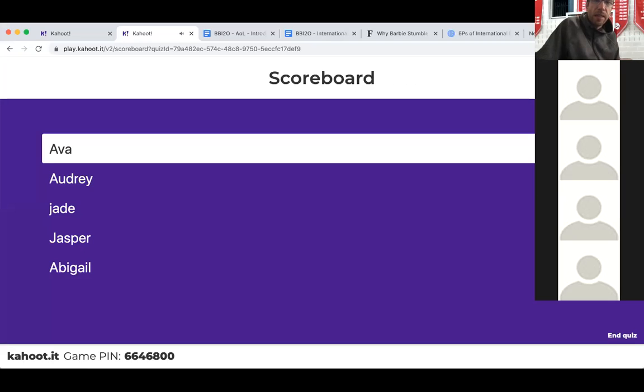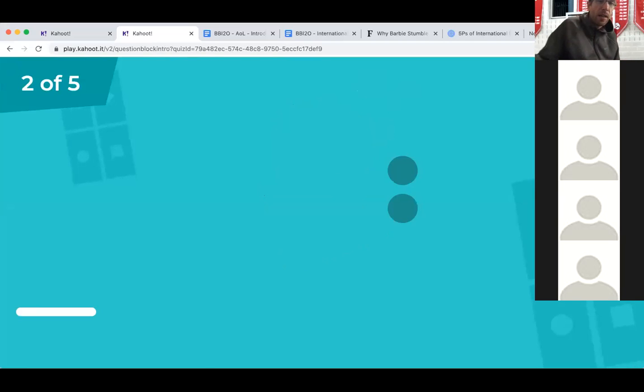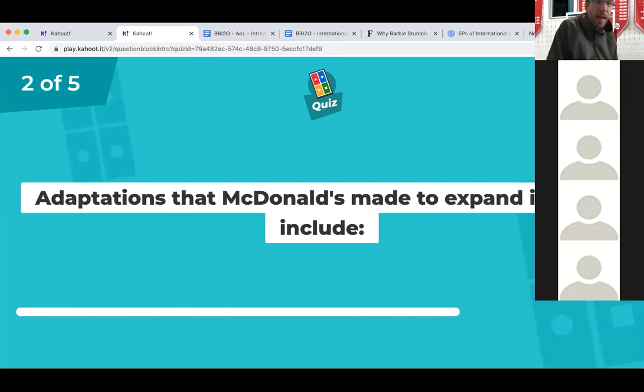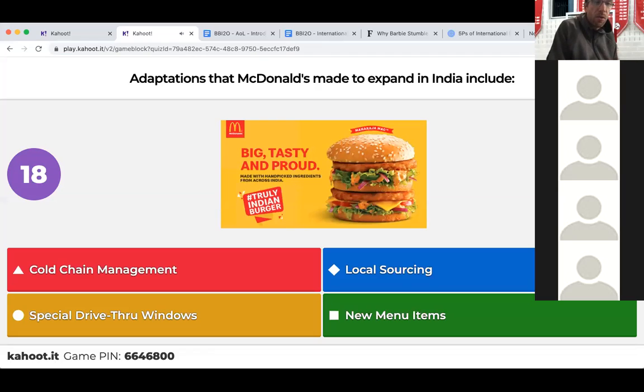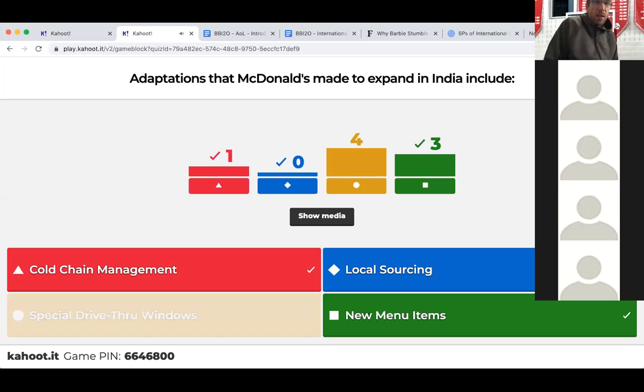So if you remember the McDonald's case study, what was one of the things that McDonald's didn't do when they expanded to India? They made 3 adaptations, but one of these was not done. Was it cold chain management, local sourcing, new menu items, or special drive-through windows? They didn't have any drive-through windows at all because the streets didn't work out. They had deliveries by scooters, but other things they tried was keeping the food refrigerated from the warehouse all the way to the restaurant and the truck and so on. They had local sources of ingredients, and they increased new menu items.